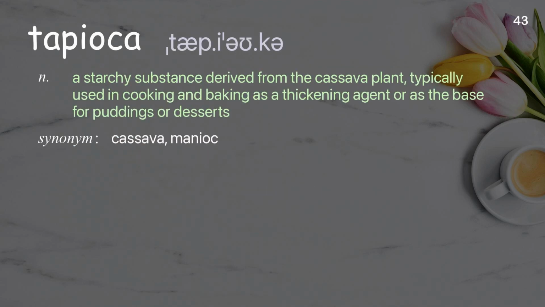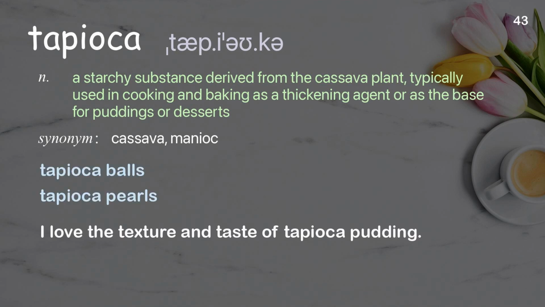Tapioca. A starchy substance derived from the cassava plant, typically used in cooking and baking as a thickening agent or as the base for puddings or desserts. Examples: Tapioca balls. Tapioca pearls. I love the texture and taste of tapioca pudding.